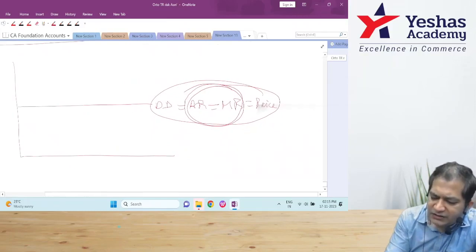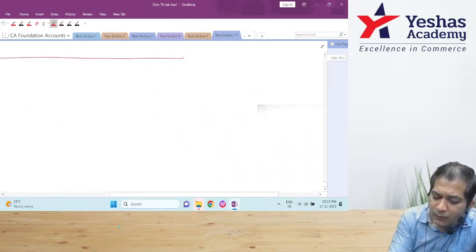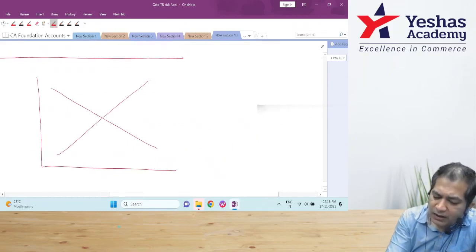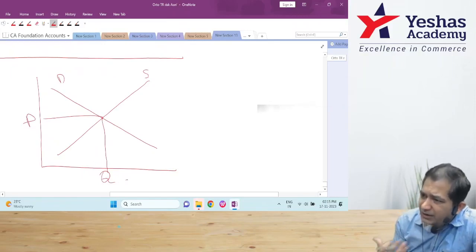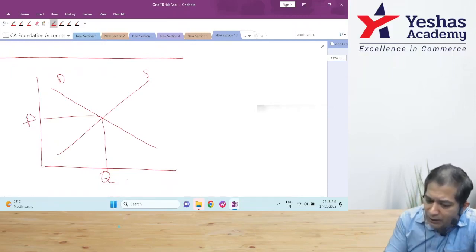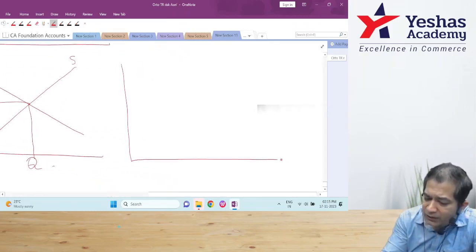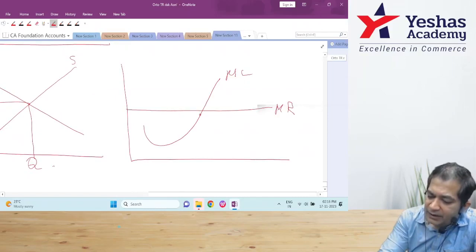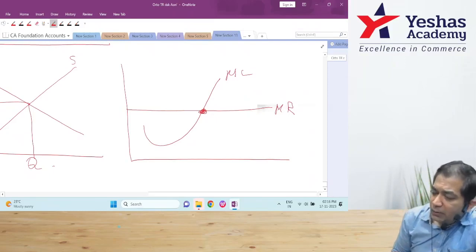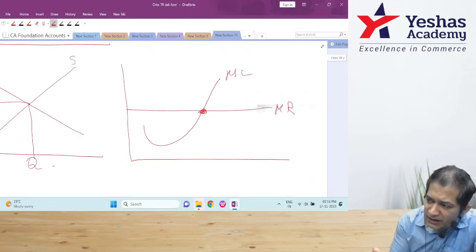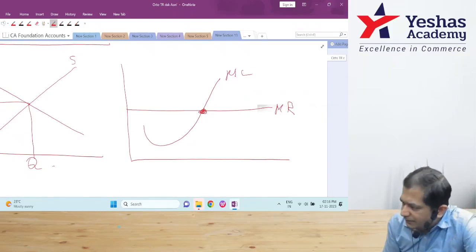And as far as equilibrium is concerned, equilibrium of the industry is determined by what? Supply and demand. This is the equilibrium price, equilibrium quantity. But if I'm a seller in the market, how will I determine my own equilibrium? My own equilibrium will be determined at the point wherein MR and MC meet, wherever the MC cuts the MR. All right. This is the point of equilibrium or profit maximization, because this is the point wherein the maximum possible profit can be generated by the firm.